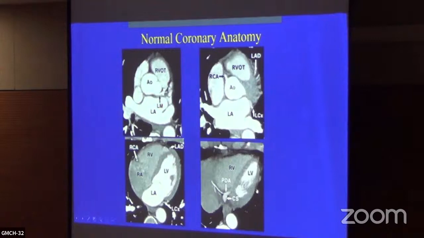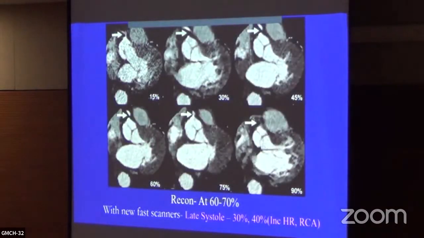I'm not going to talk about anatomy because Dr. Karthik is going to talk about it. So once you have acquired, some machine will make some reconstructions, but for each coronary artery, you need to go back and have a look. For example, if you're looking at this RCA, if you look at these reconstructions, you can clearly see this 45% and 60% are giving you the best image.